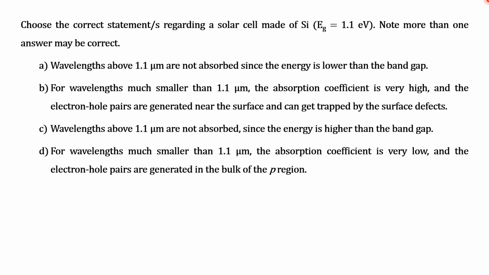So the next question. Choose the correct statements regarding a solar cell made of silicon. The band gap is given as 1.1 electron volt. Wavelengths above 1.1 microns are not absorbed since the energy is lower than the band gap. For wavelengths much smaller than 1.1, the absorption coefficient is very high and electron hole pairs are generated near the surface and get trapped by surface defects. Wavelengths above 1.1 microns are not absorbed since the energy is higher than the band gap. For wavelengths much smaller, the absorption coefficient is very low and electron hole pairs are generated in the bulk of the P region.